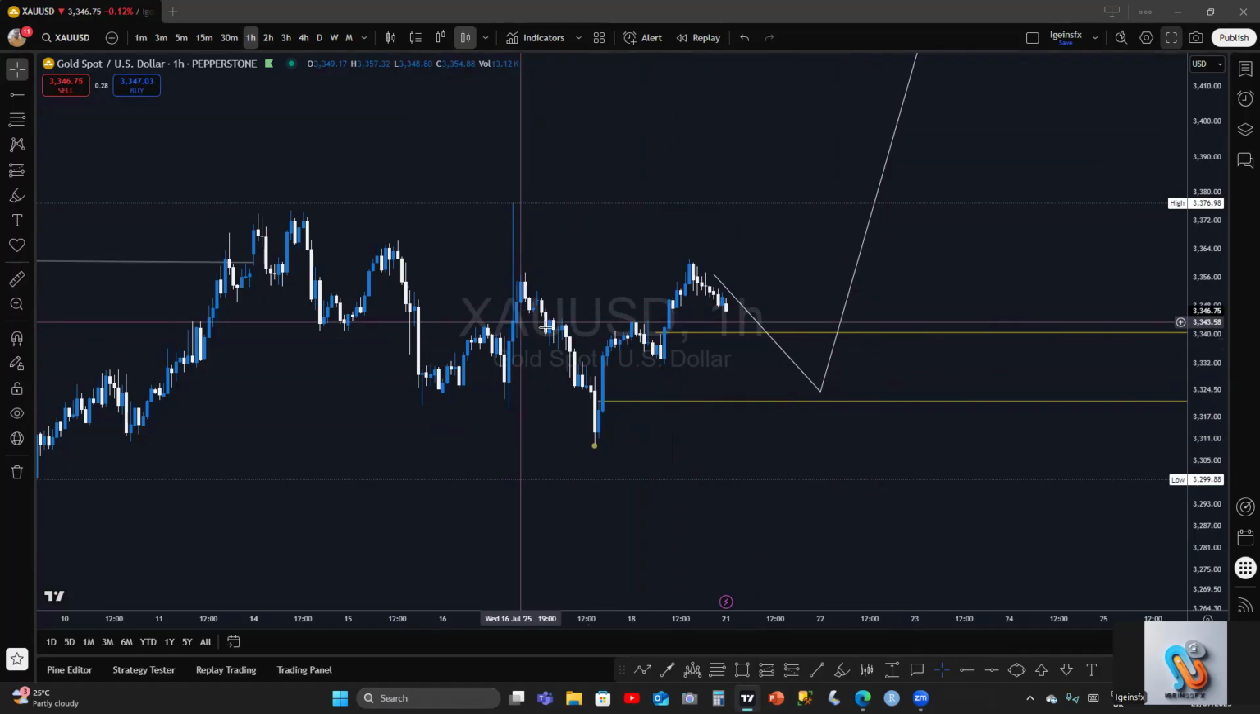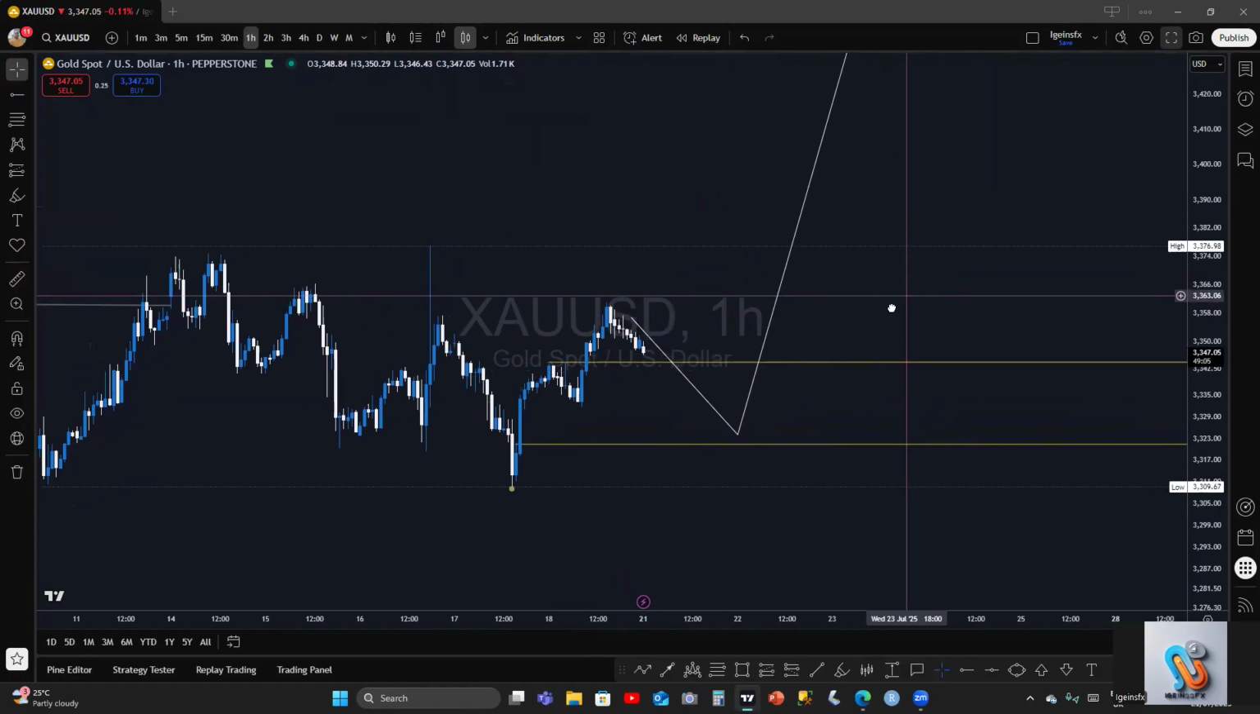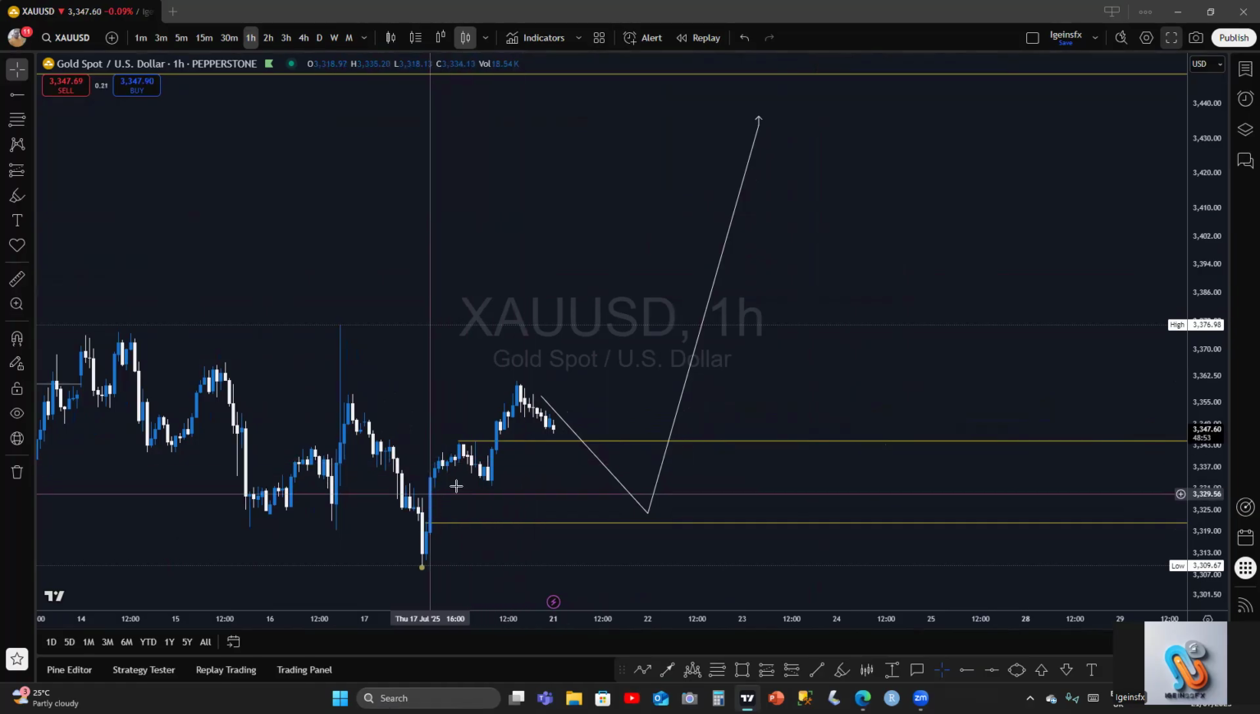So these are the two major levels. Anywhere price starts, then we should buy. So as far as I'm concerned, I'll be looking for a buying opportunity.